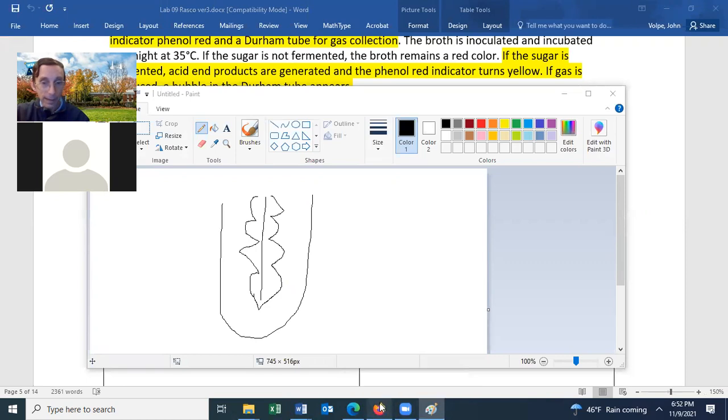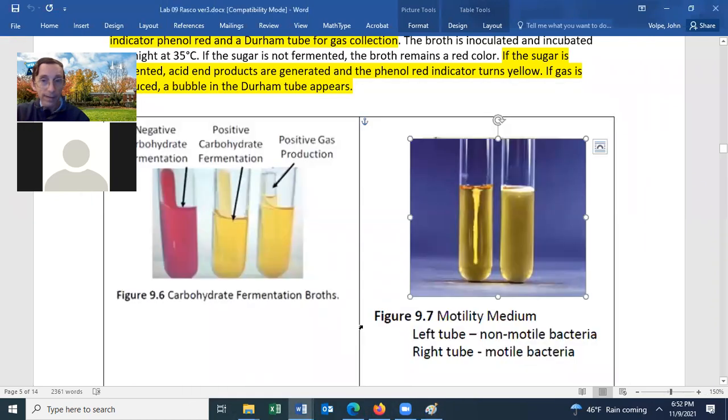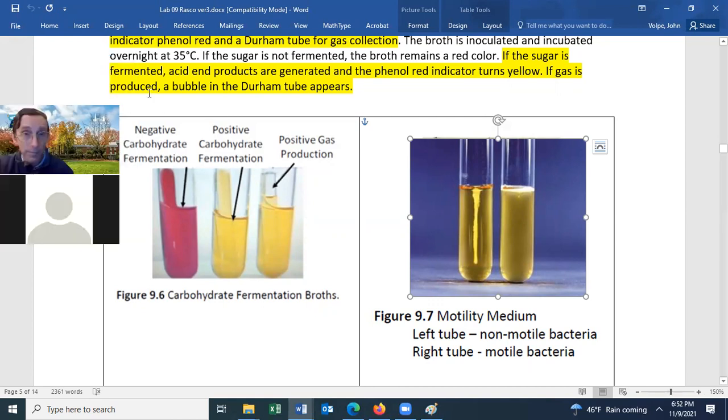Any questions about that? Anyways, that's the motility test. If the bacteria is motile, it has flagella, at least one flagellum.